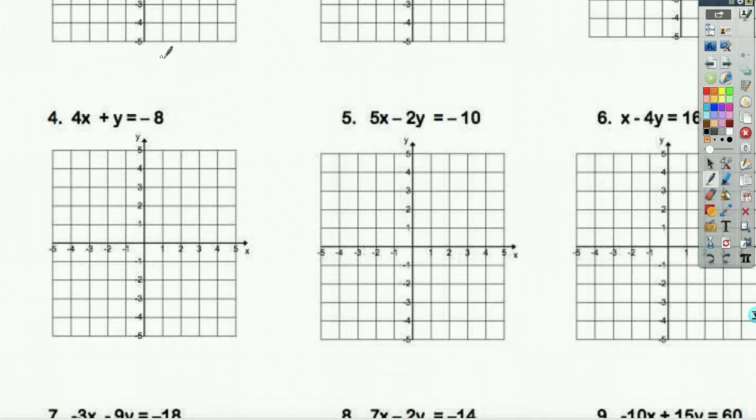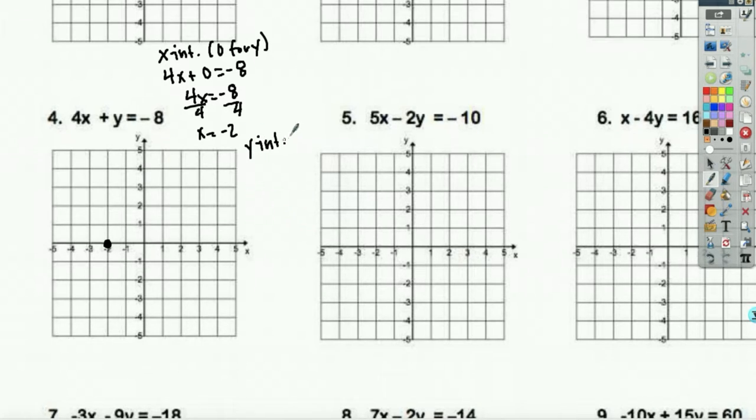On number 4, to get our x-intercept, we'll do 0 for y. So we'll say 4x plus 0 equals negative 8. So that'll just be 4x equals negative 8. Divide both sides by 4, and we'll get that x is equal to negative 2. So on your x-axis, you'll go to negative 2, put a point.